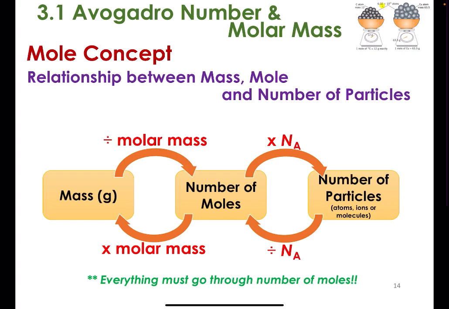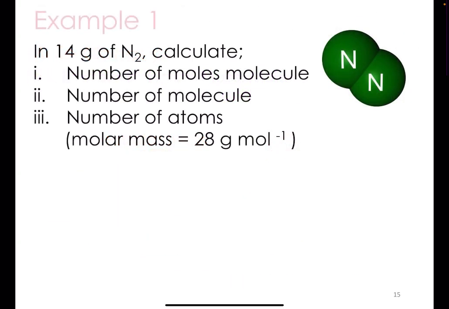Okay, let's try a few examples di mana I got example 1. In 14 gram of N2, I want you to calculate the number of moles of molecule. Saya tertinggal perkataan of kat sini. And then number of molecules. Dan saya nak number of atoms. So, saya dah beri kepada awak molar mass untuk N2 adalah 28 gram per mole.